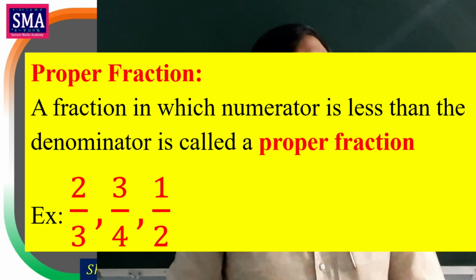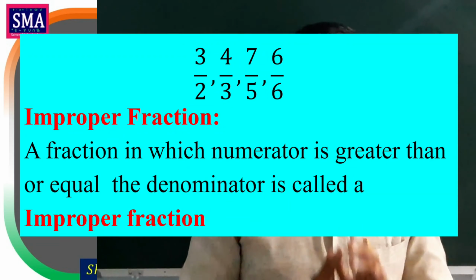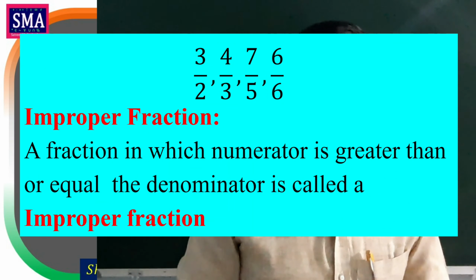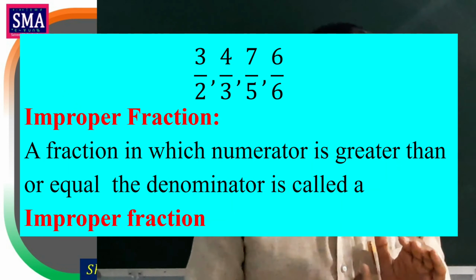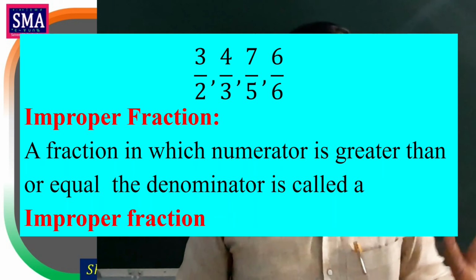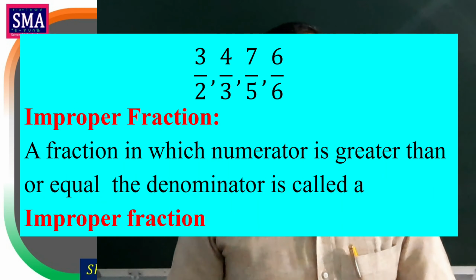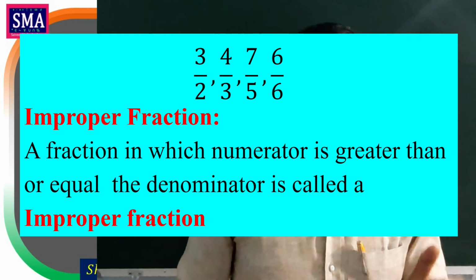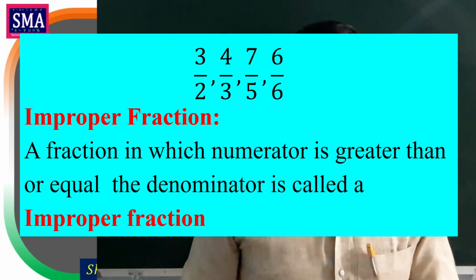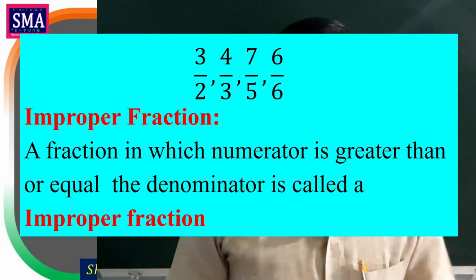Okay. Next one, 3 by 2, 4 by 3, 7 by 5 and 6 by 6. Here the numerator is more than the denominator, or the numerator and denominator are equal. These are called improper fractions. In an improper fraction, the numerator is more than or equal to the denominator.